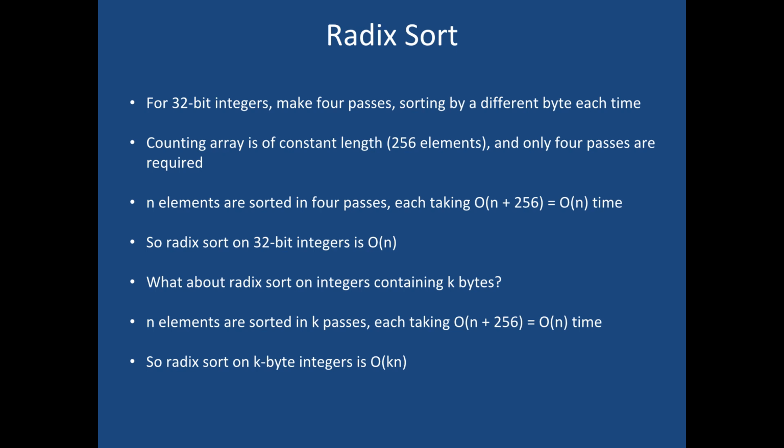Yeah? K can be represented as a constant. No, k is not a constant. We don't know. Our numbers have k bytes, and k can be large. Yeah? It's linear with respect to data structure. Yeah. How many bytes are we sorting total? You have n integers, each with k bytes. How much stuff do we have? How many bytes do we have to sort? Kn bytes.